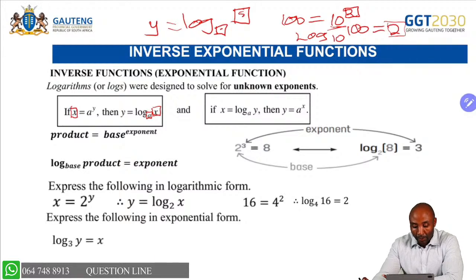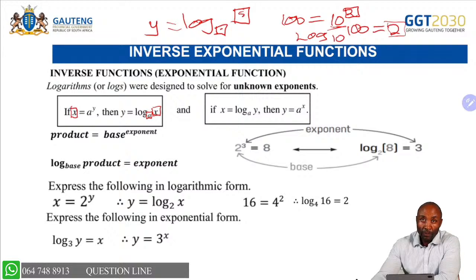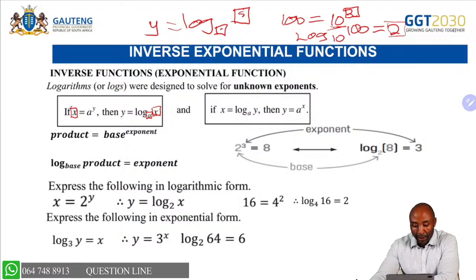And then we are also able to express, when we are given the logarithmic form, we should be able to write it in exponential form. So the logarithm to base 3 of y is equal to x, we can write that as y is equal to 3 to the power x, and the logarithm to base 2 of 64 is equal to 6, we can write as 2 to the power 6 is equal to 64.